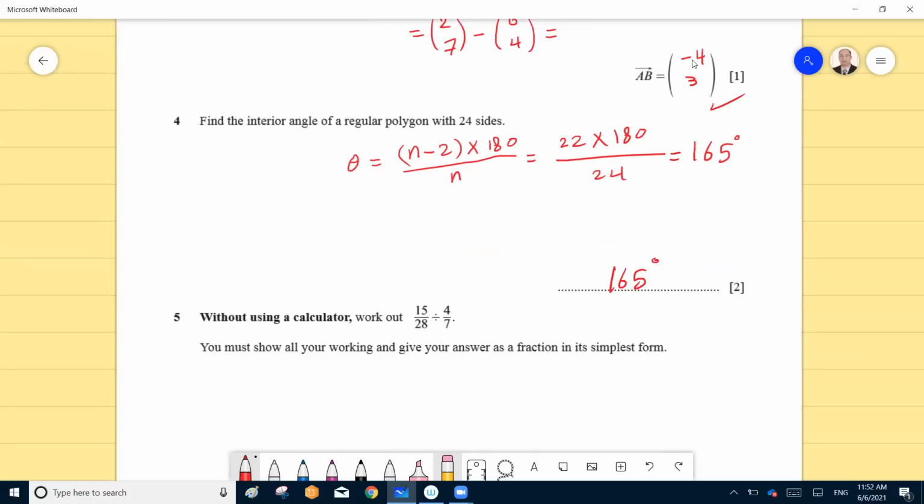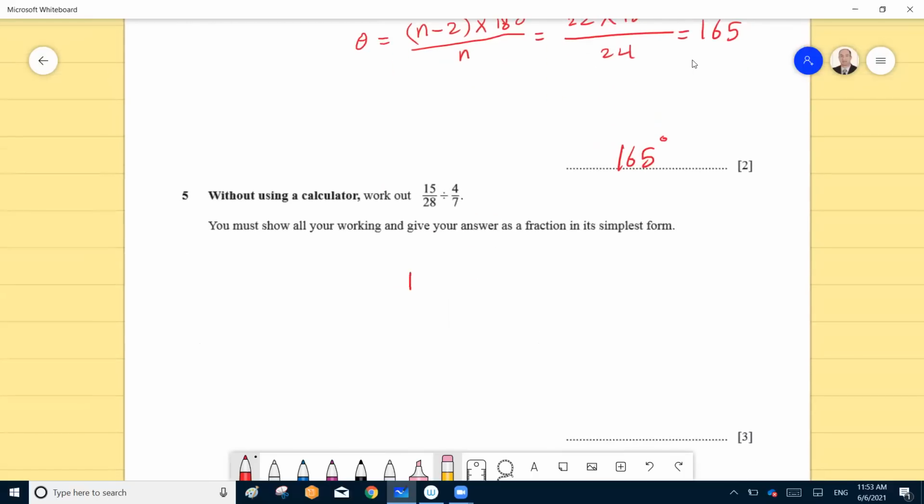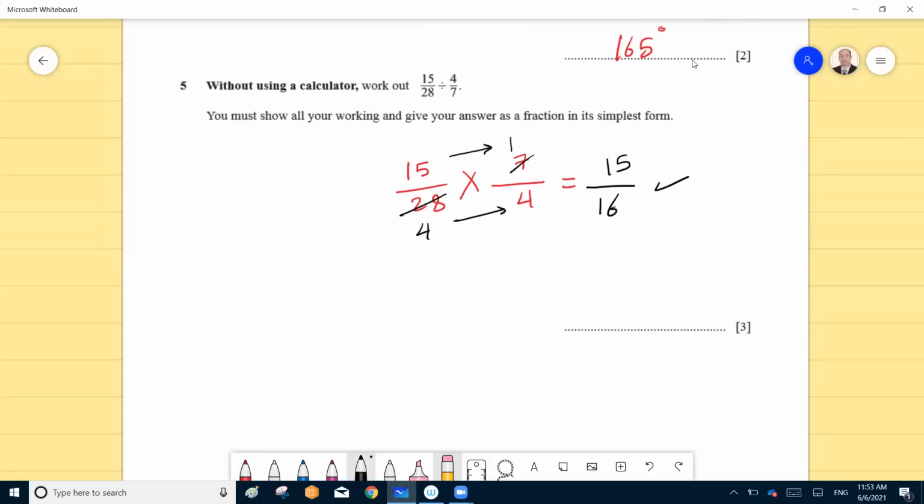Work out, without using a calculator. In dividing fractions, just keep the first fraction, 15 over 28. Flip divide to be multiply, and flip 4 over 7 to be 7 over 4. Before multiplying, try to simplify, divide by 7, 1, divide by 7, 4, and now multiply up together and down together. 15 times 1 is 15, 4 times 4 is 16. You have to leave your answer in the simplest form, 15 over 16.